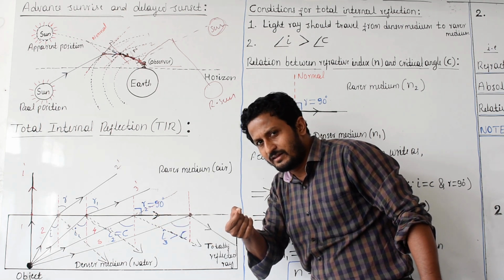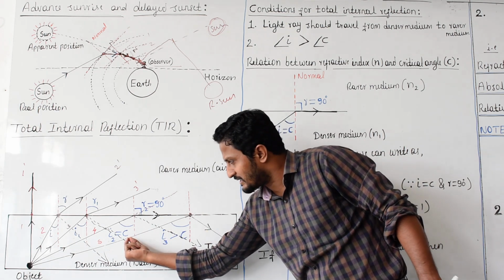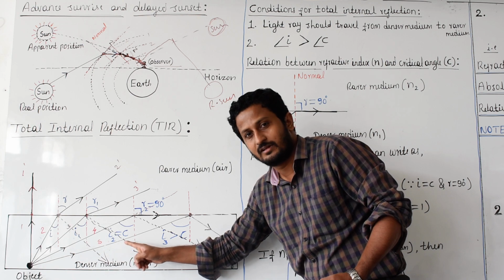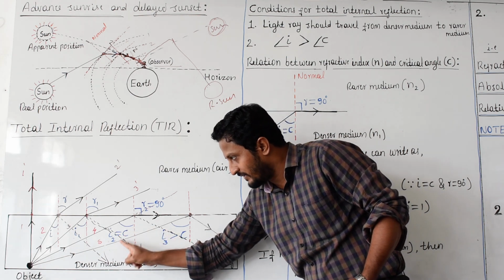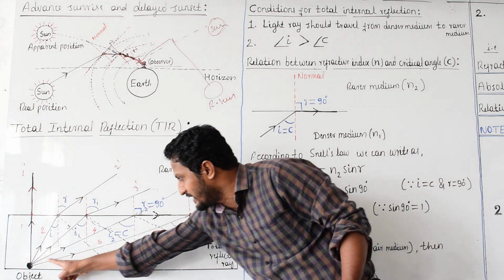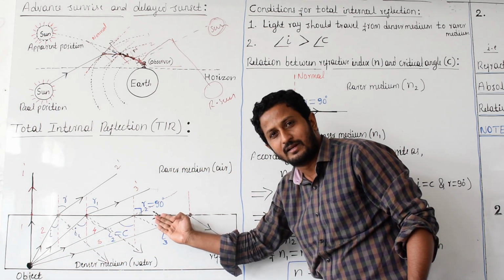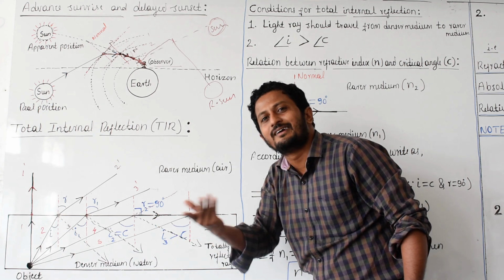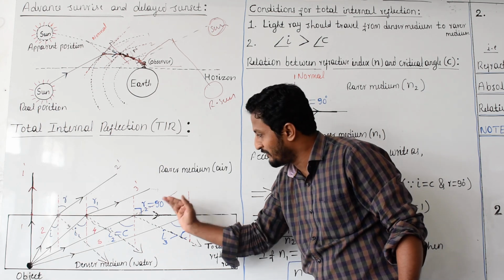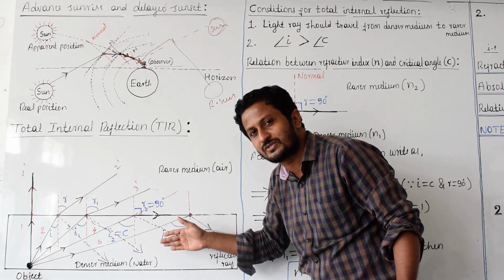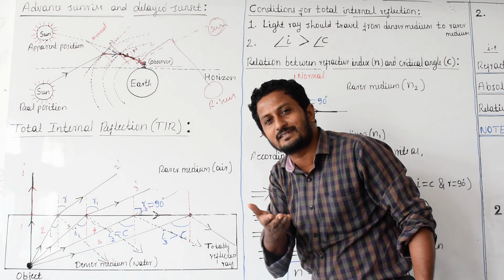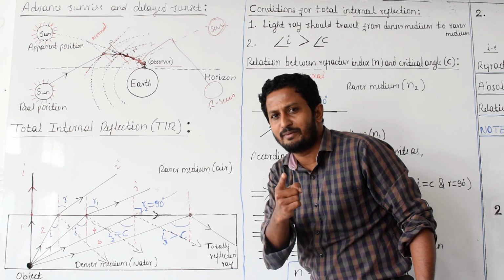If you further increase the angle of incidence by a small amount, beyond this critical angle, what will happen? Angle of refraction also goes on increasing. It was 90, it will become above 90. If it becomes above 90, then how does it look? It looks bounced back. Then you call it TIR. Getting what I mean to say?